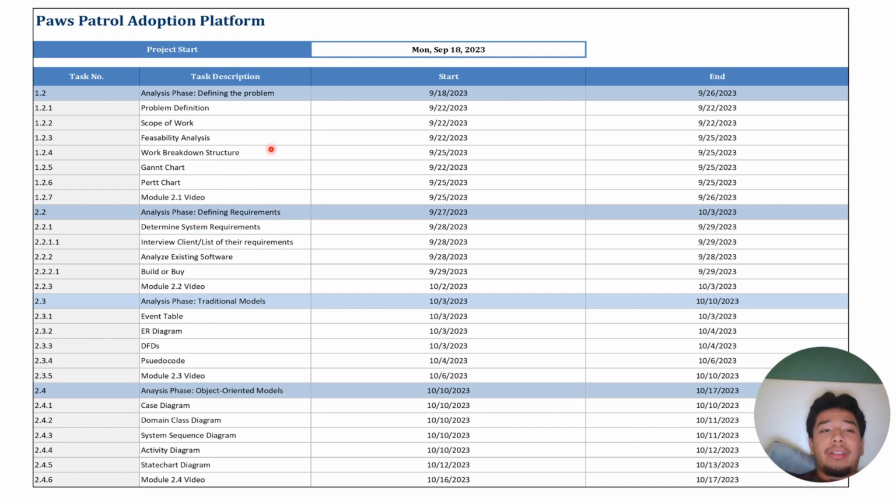It's pretty straightforward going through all the tasks. We have it highlighted in the light blue color, like kind of the phases we're going through. So 1.2 going to be defining the problem, 2.2 defining the requirements, 2.3 our traditional models, 2.4 going to be our object-oriented models. I'll go into a little more depth in the next slide.